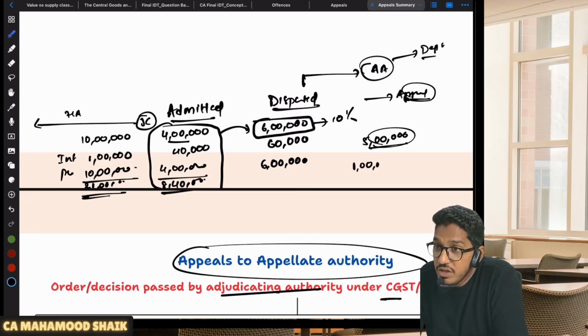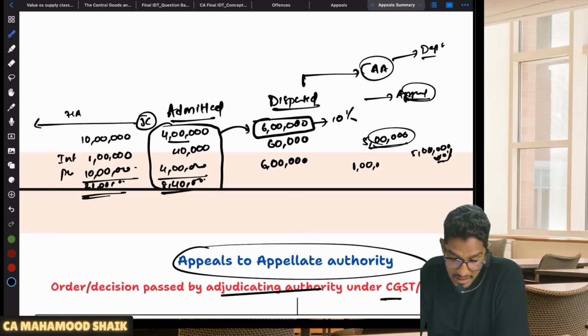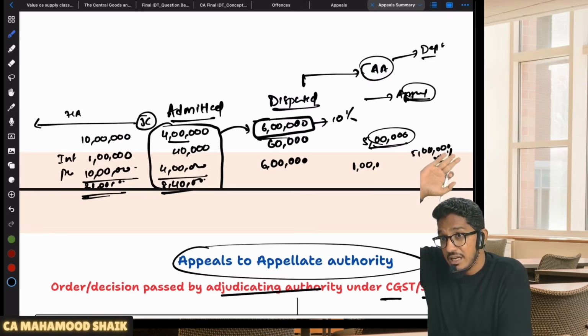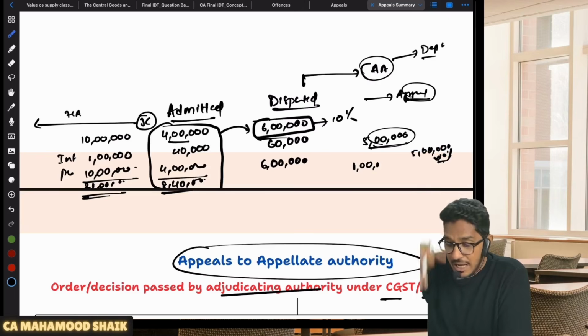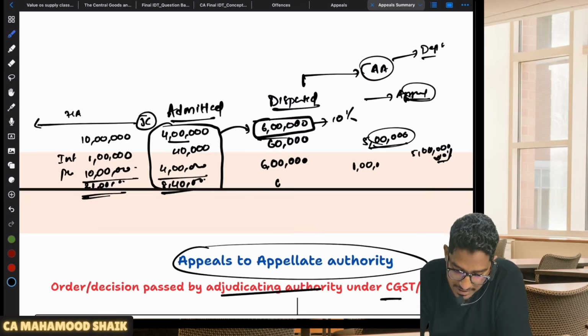Now you are going for a dispute of how much? 5 lakh rupees. On that 5 lakh rupees of tax amount, pay 10% pre-deposit. Sir, I already paid on 6 lakhs when I went to the appellate authority, I already paid 10% on my disputed amount. Am I still required to pay? Yes, you are still required to pay. So there you would have paid 60,000 rupees.